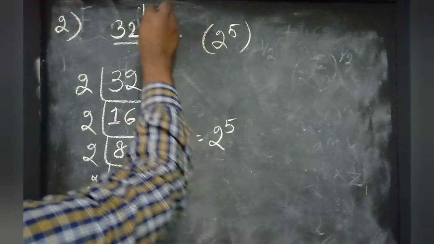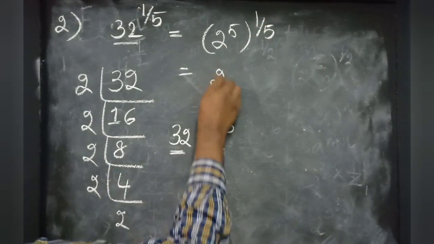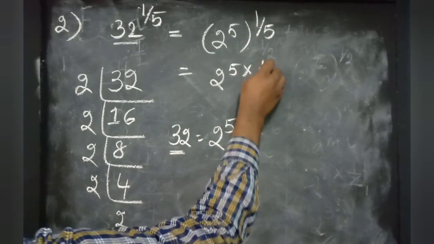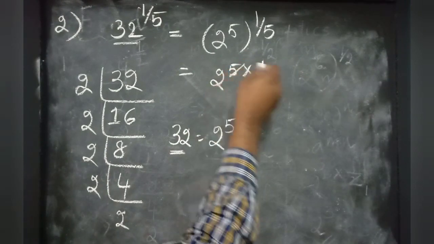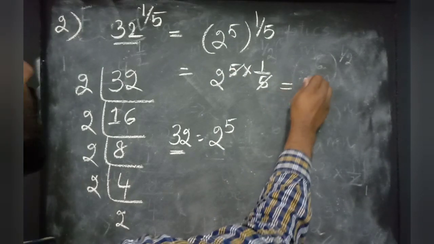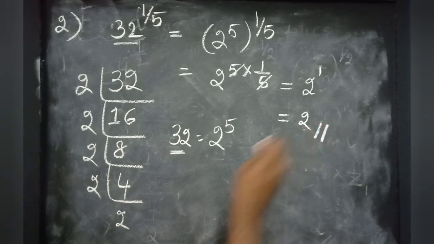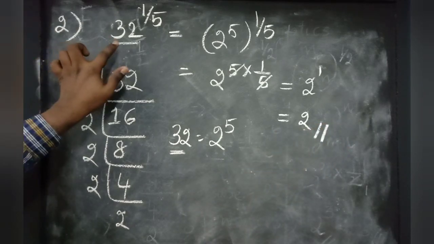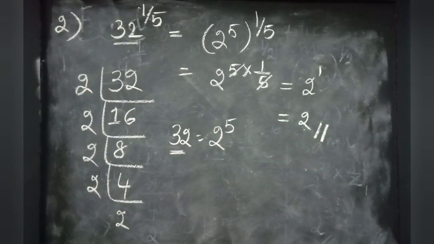Again we have the power 1 divided by 5. Now which can be written as what? 2 power 5 into 1 divided by 5, according to the second law of exponents. Now 5 and 5 will cancel out. What we get is 2 to the power 1, which is equal to 2. The value of 32 to the power 1 by 5 is 2.